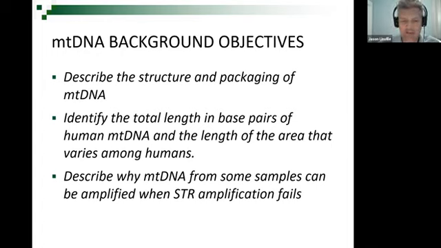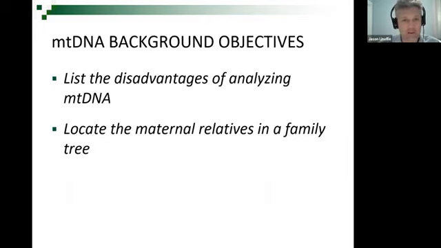And then finally describing why mitochondrial DNA from some samples, this means like an evidence sample, like a cut piece of hair, might be able to produce enough mitochondrial DNA for analysis, but not nuclear DNA for STR analysis. And then, you know, the disadvantage of mitochondrial DNA.